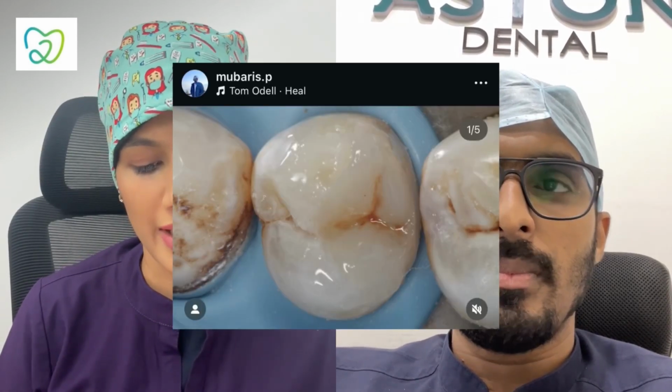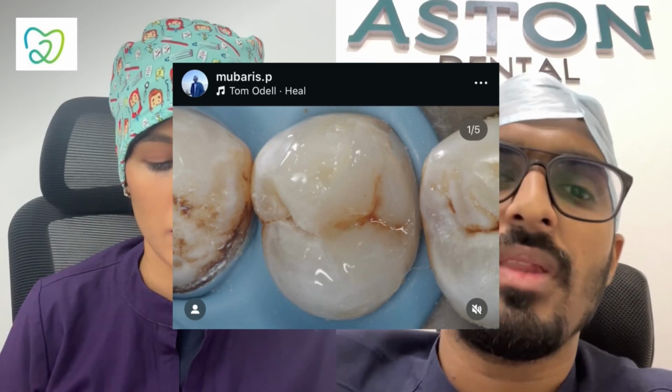Now, moving on to the next case. This is a case of composite restoration, and I can see that you have used a stain to make the tooth look natural. Can you please tell us which this product is and why do you think this is important? Okay, this is a stain from Ivoclar basically. It is IPS Empress Direct. The color is brown only.